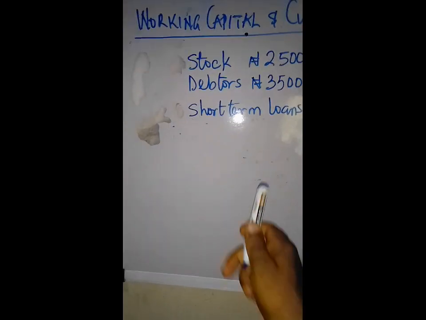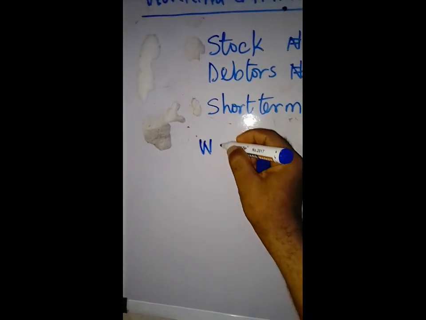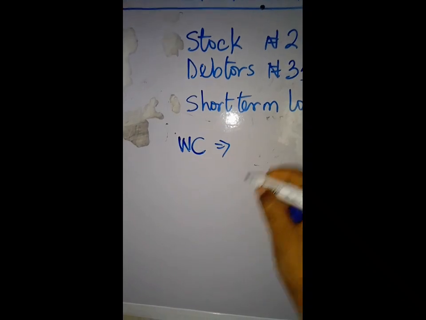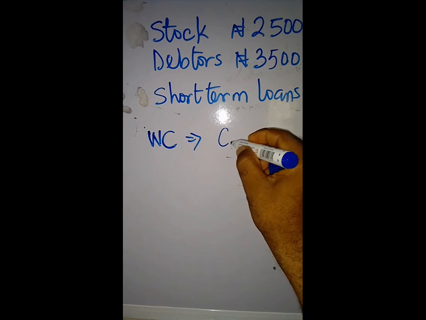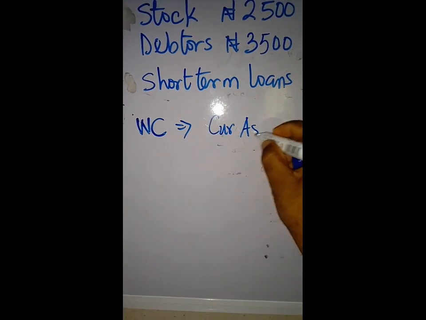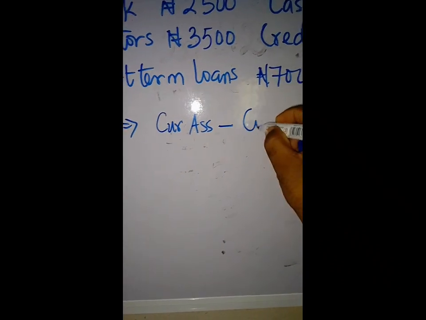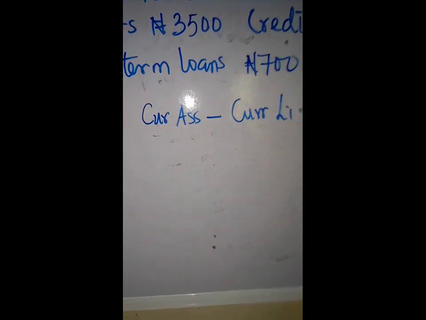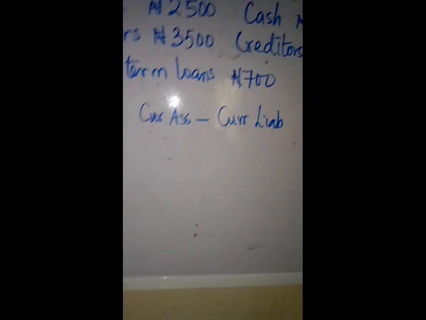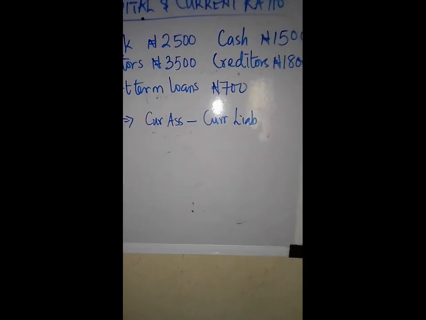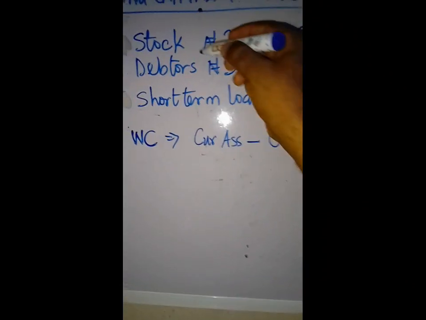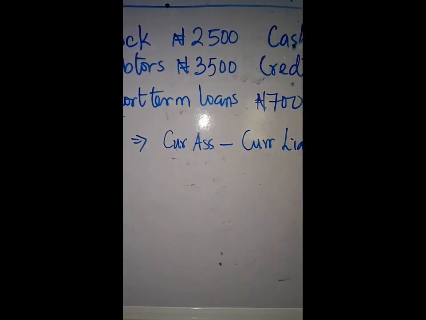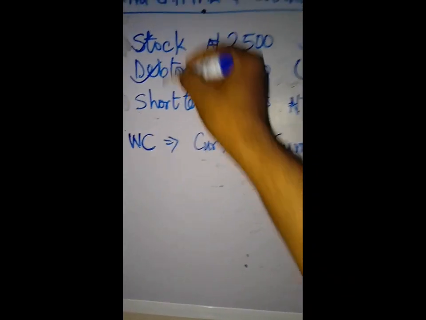Now, in solving the problem of working capital, which I'm going to call WC, the formula says current assets minus current liabilities. This is how to solve it. Current assets minus current liabilities. Now, you ask yourself, from what I have here, what are the current assets? Stock is a current asset, cash is a current asset, debtors are a current asset.